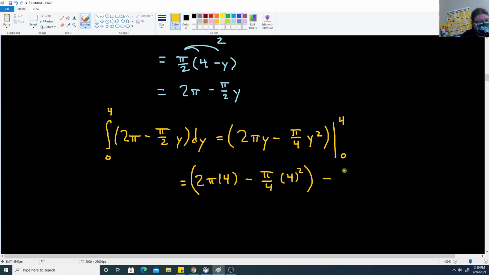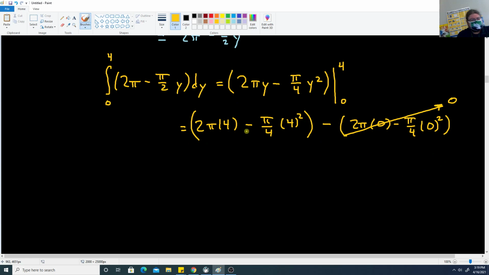And that will be minus 2 pi times 0 minus pi over 4 times 0 squared. Well, 2 pi times 0 is 0. 0 squared is 0. Pi over 4 times 0 is 0. 0 minus 0 is 0. So this entire term over here is just 0. So all the work's going to be what's going on this side.